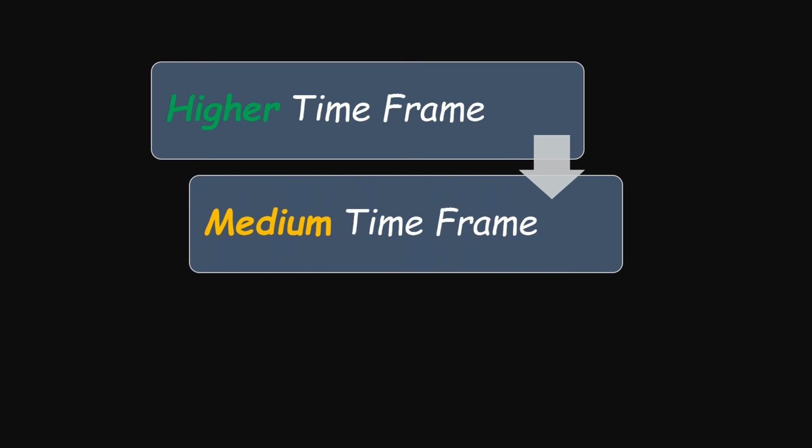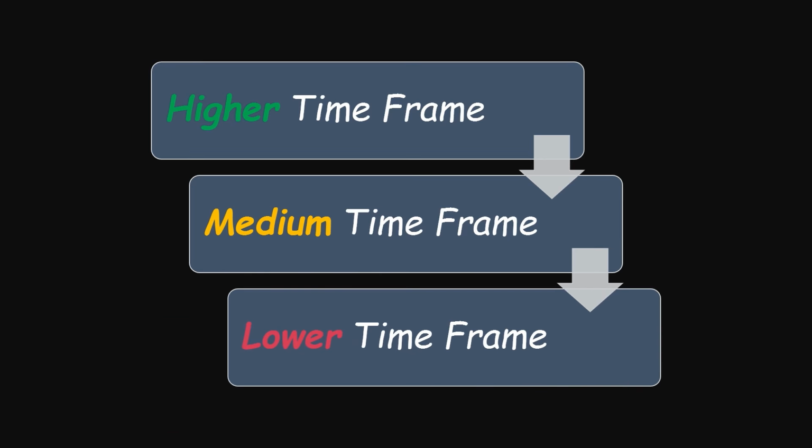So what exactly is top-down analysis? Simply put, it's a way of analyzing the market where you start from the bigger picture and then work your way down. You begin with higher timeframes like the weekly and daily to understand the overall direction and identify the most important levels. After that, you move down to lower timeframes such as the 4-hour, 1-hour, or 15-minute chart to get more detail and look for cleaner, more precise entries.